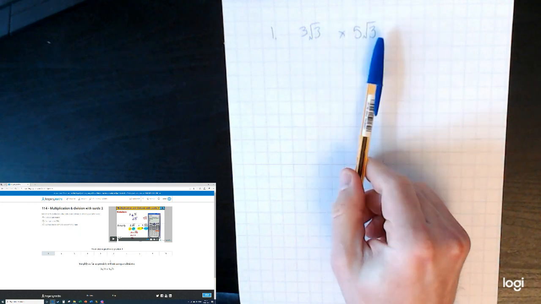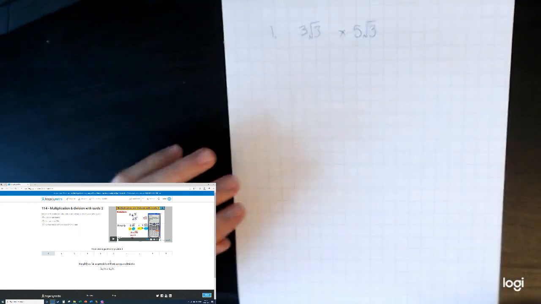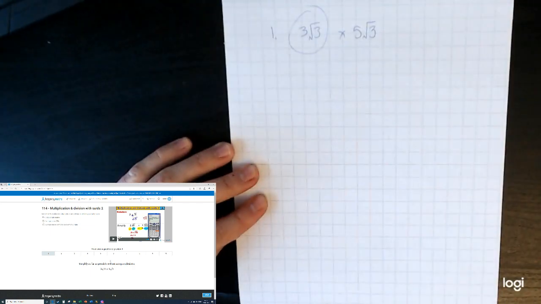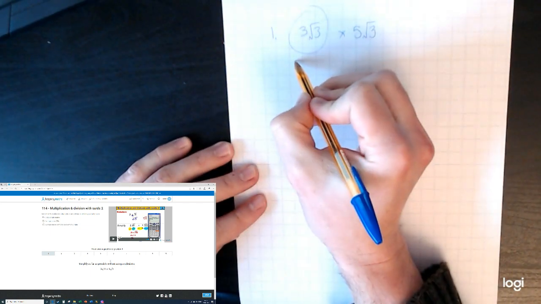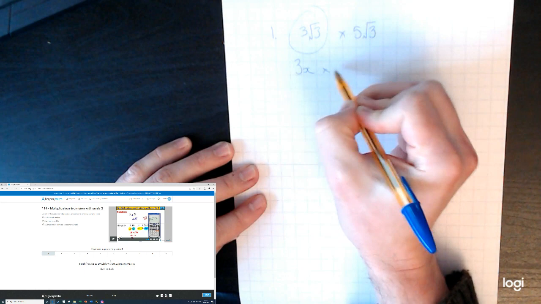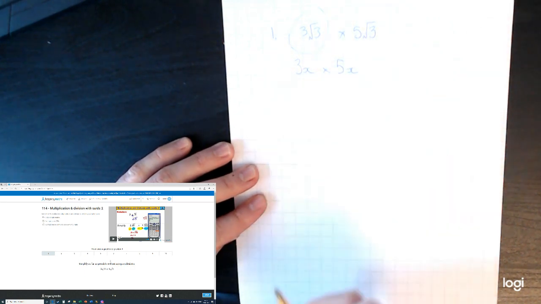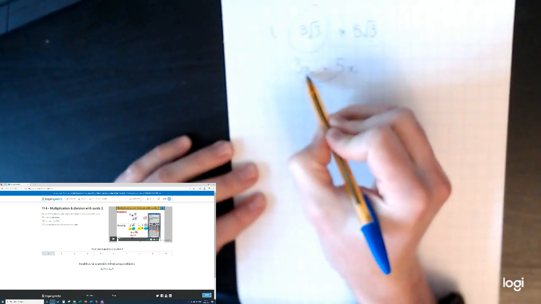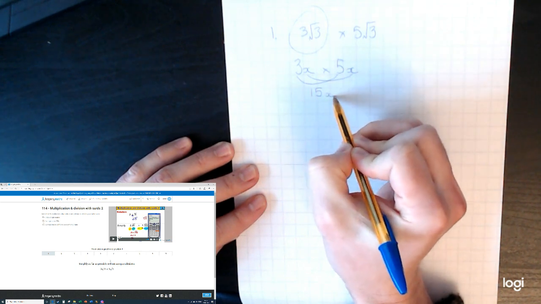So this one straight away brings up two important things to talk about. First of all, what the hell does that even mean? 3 lots of root 3. That's essentially like me saying 3x times 5x, and we would treat it the exact same way. You essentially have two questions in one. You're going to do 3 times 5 is 15, and you do x times x is x squared.